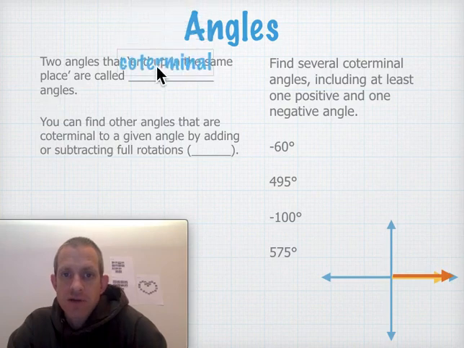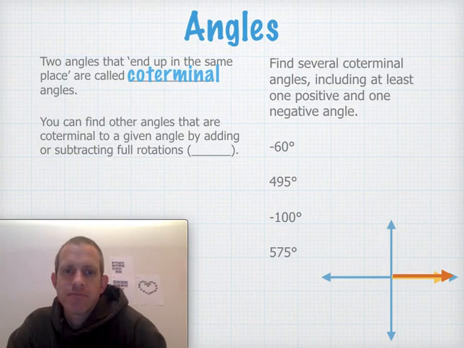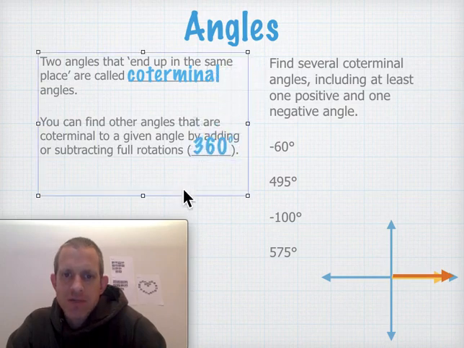So two angles that end up in the same location are called coterminal. They're not equal per se, but they certainly share a bunch of features, not to mention they look the same when you graph them. And you can always find other angles that are coterminal to a given angle by either adding or subtracting full rotations, 360. That's how I was able to figure out where I needed that angle to be.